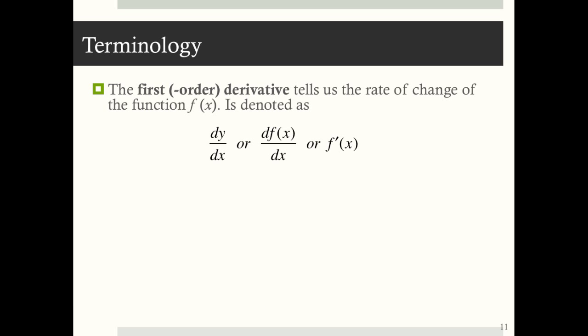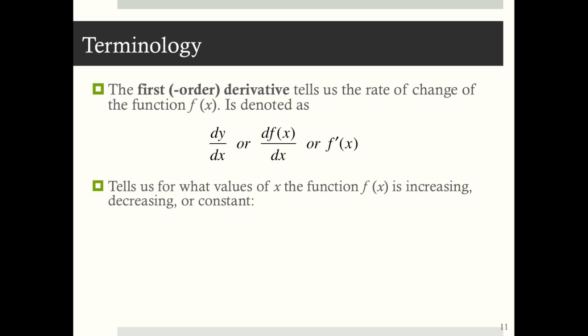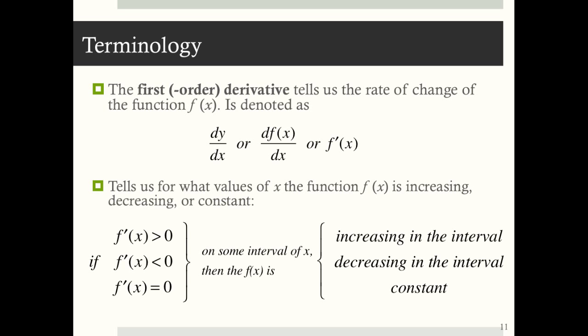Now some more terminology. We've been working thus far with the first order derivative, or just the first derivative. And that first derivative tells us the rate of change of the function f of x. It's denoted as either dy/dx, or df(x)/dx, or f prime of x. Every single one of these tells us how the function changes with respect to x. What this first derivative really tells us is for what values of x the function is increasing, decreasing, or constant. And we can summarize this mathematically.